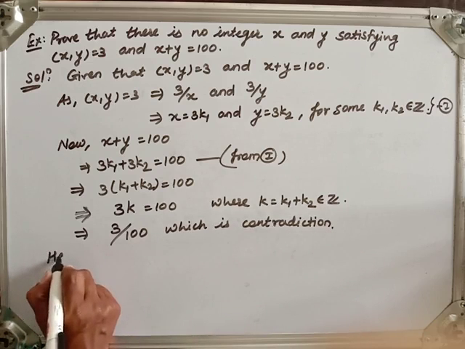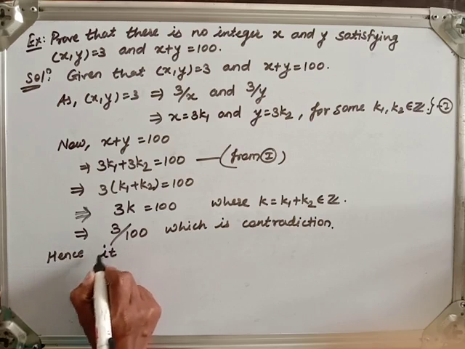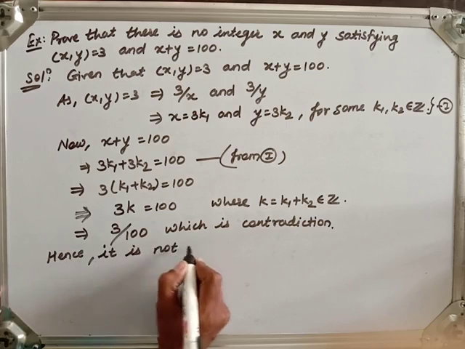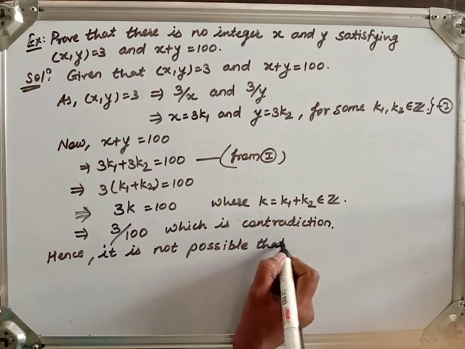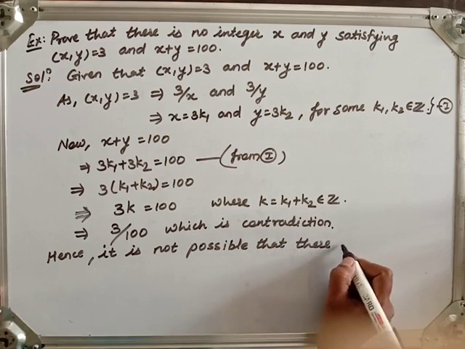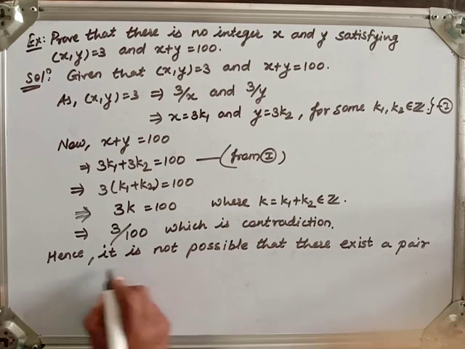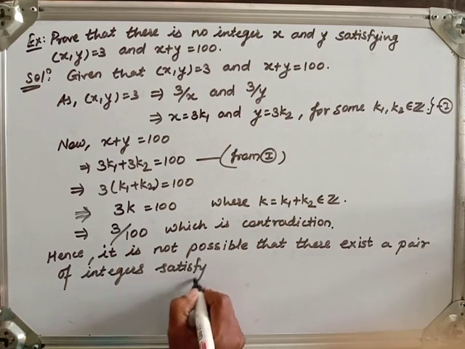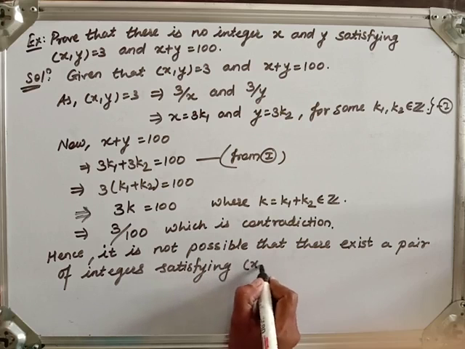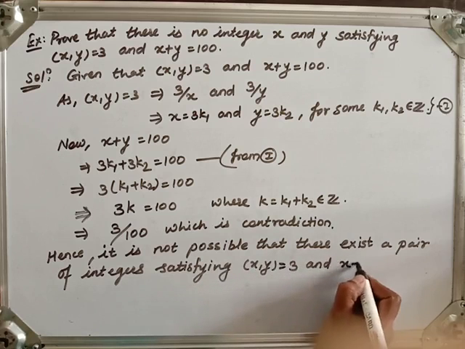Hence it is not possible that there exists a pair of integers satisfying that the GCD of x and y is 3 and their addition is 100.